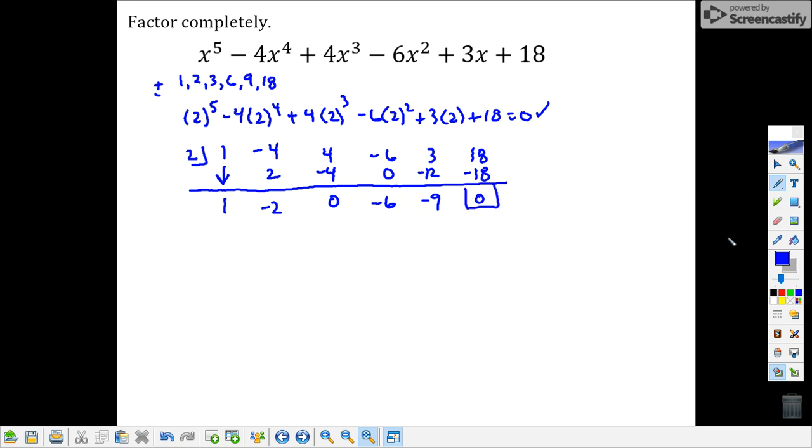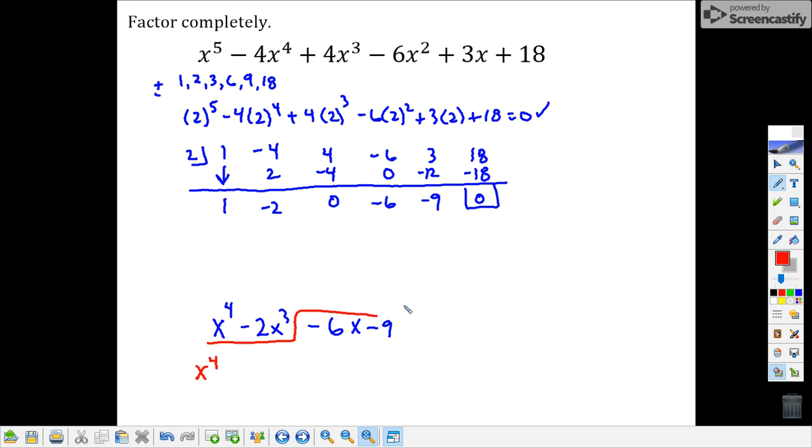All right, at this point, you're going to notice that there are actually 4 terms. I'm going to write them down right here. So this will be x to the 4th minus 2x cubed minus 6x minus 9. Now, the only way we know how to do 4 terms is grouping. So I'm just going to check to see if grouping is going to work on this.